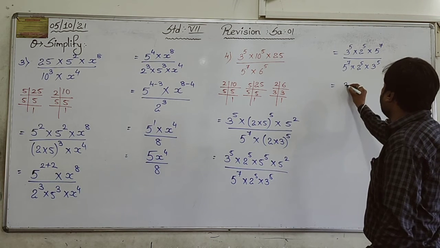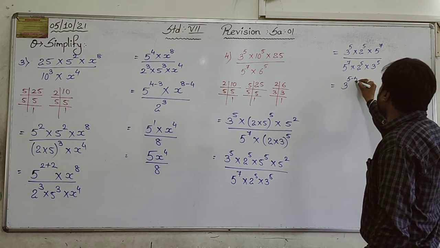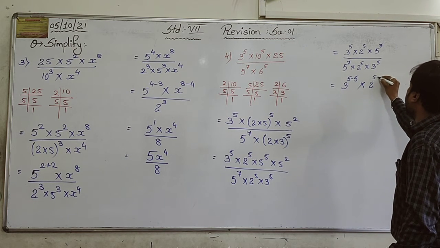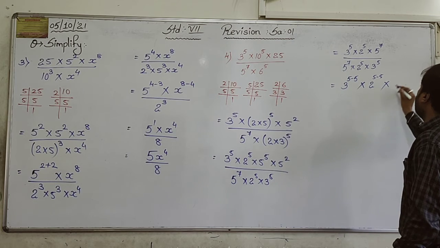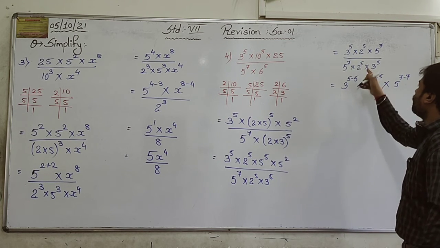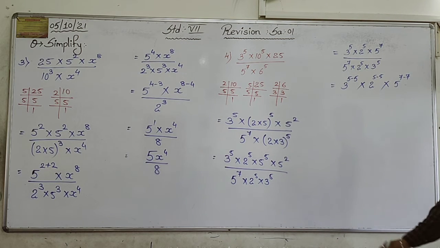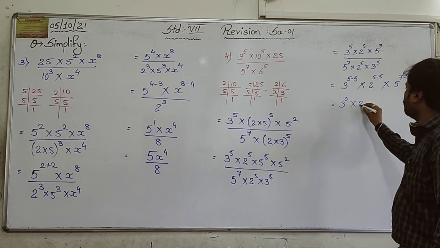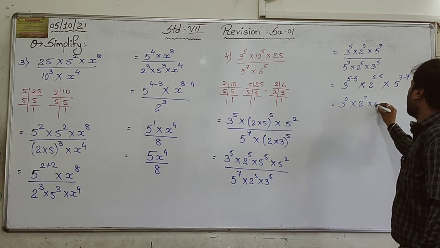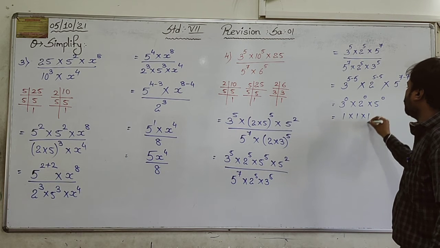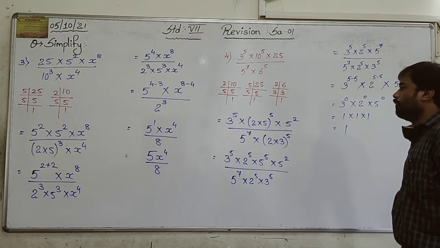Right? So that is 3 raised to 5 minus 5 multiplied by 2 raised to 5 minus 5 multiplied by 5 raised to 7 minus 7 because you can see that they are common. So that is 3 raised to 0 multiplied by 2 raised to 0 multiplied by 5 raised to 0. So 1 into 1 into 1. So that will be 1.